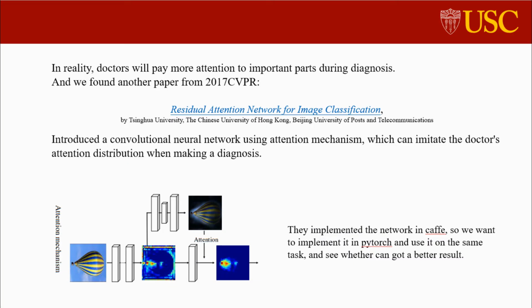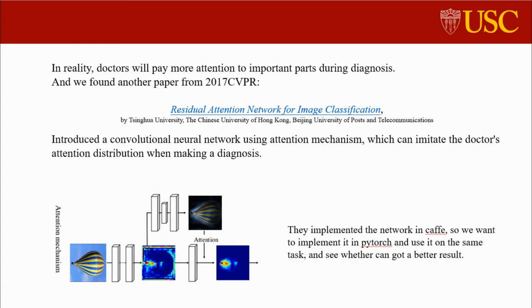In reality, doctors will pay more attention to important parts during diagnosis. They will focus on the area of the lung on the chest X-ray image instead of other areas of the image. And we found another paper from CVPR 2017, Residual Attention Network for Image Classification. They introduced a convolutional neural network using an attention mechanism, which can imitate the doctor's attention distribution when making a diagnosis. They implemented the network in Caffe, so we want to implement it in PyTorch and use it on the same task, and see whether we can get a better result.